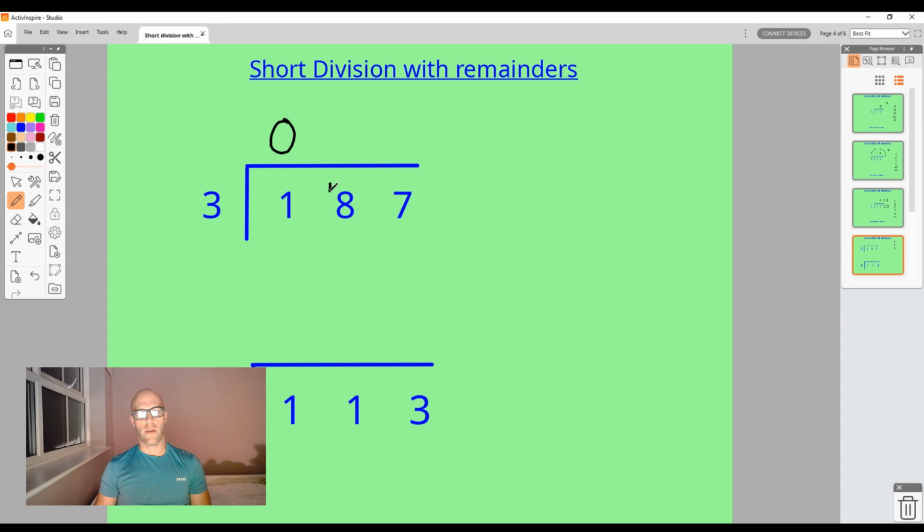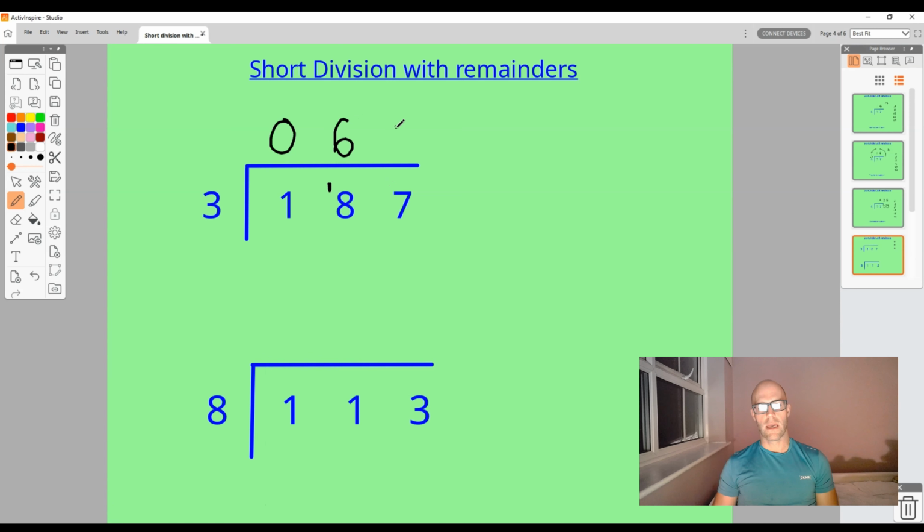How many times does 3 fit into 1? It doesn't. So we exchange that 1 over there. 3 fits into 18 6 times exactly. 3 fits into 7 twice, but we've still got 1 left over. So we could do remainder 1. We could do 1/3. But you're going to notice what's going to go on here. We're changing 187 to 187.0. Put the 1 there.